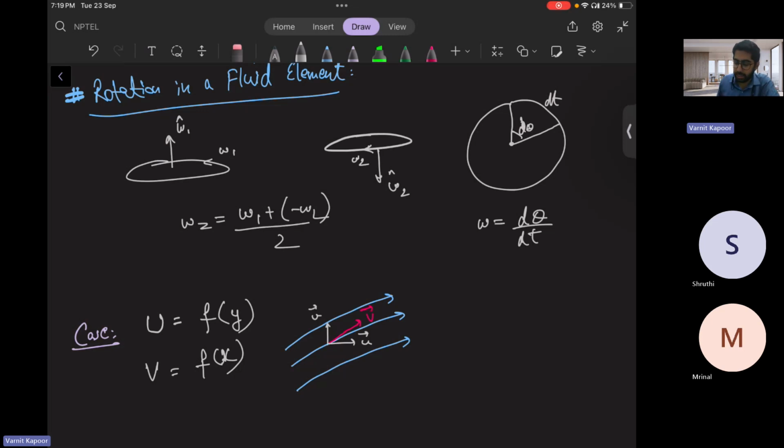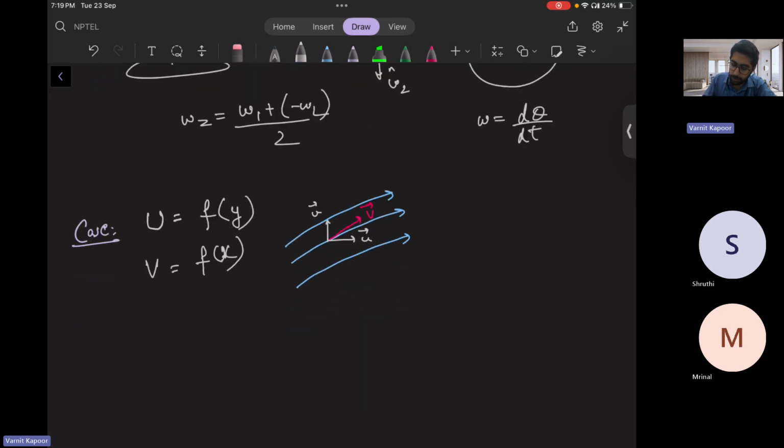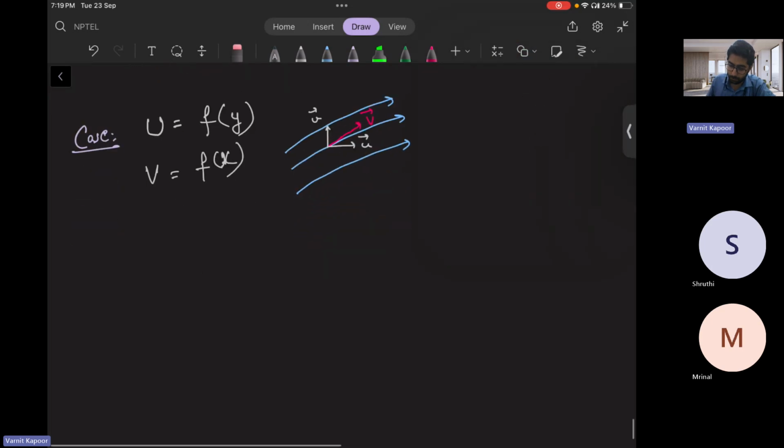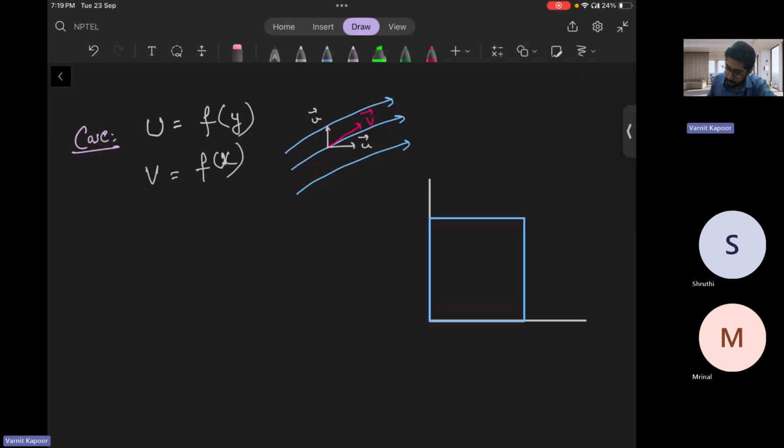Okay, so I'll consider a small element now of this. Let's suppose it's the axes, and I have a small element here, a fluid element. This is my fluid element. Okay, so let me name it A, B, C, and D. Okay, so this dimension is dx of this element, and this dimension is dy.